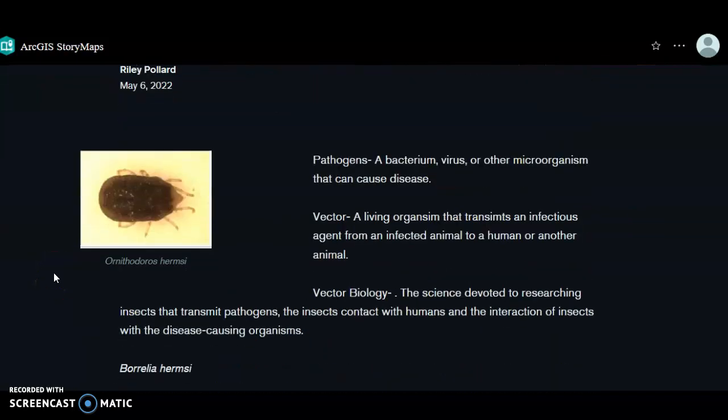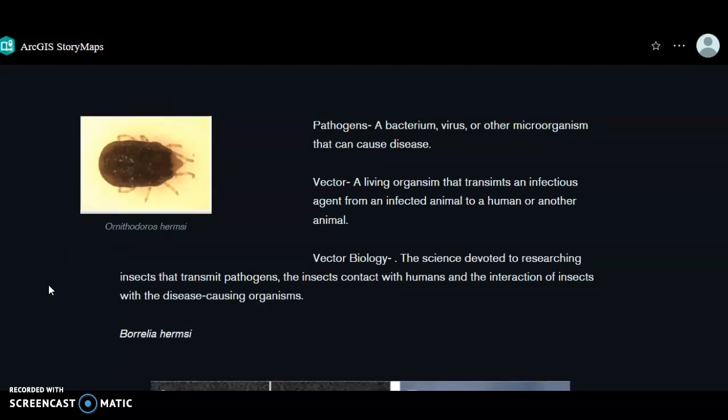First off, we need to talk about what a pathogen is. A pathogen is a bacterium, virus, or other microorganism that can cause disease. So a lot of times, like with COVID, there's a virus that's making us sick. A pathogen is a virus or a bacteria.